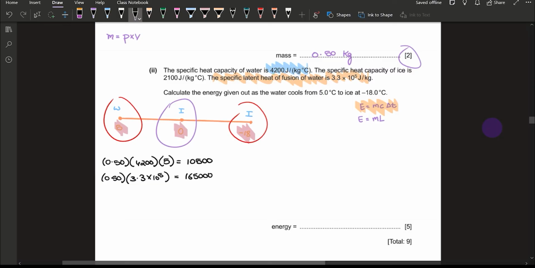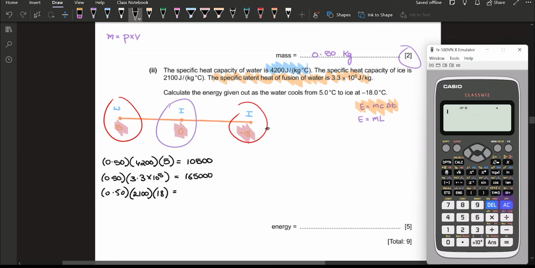And the last one we're going to find is for this one, and we're going to use the first equation again, which is E equals mc delta T. Now in this case we have 0.50 and C capacity is 2100, and our delta T is going to be 18. So we can calculate this 0.50 into 2100 into 18, which is going to give us our answer as 18,900.